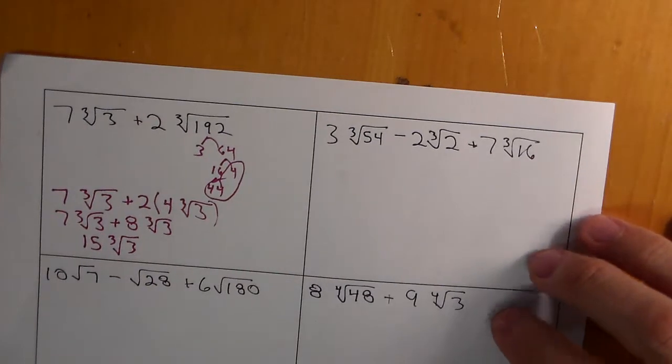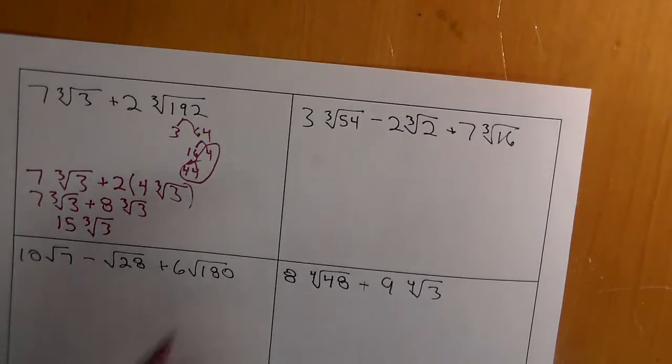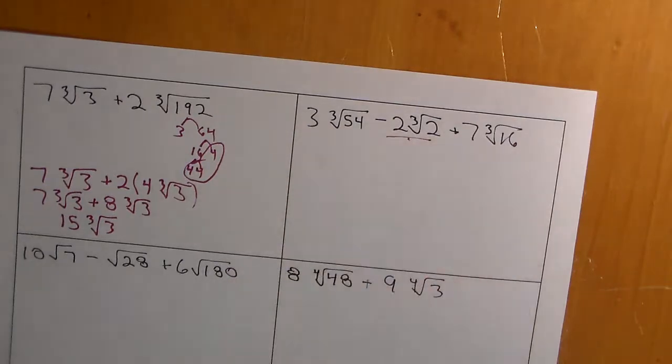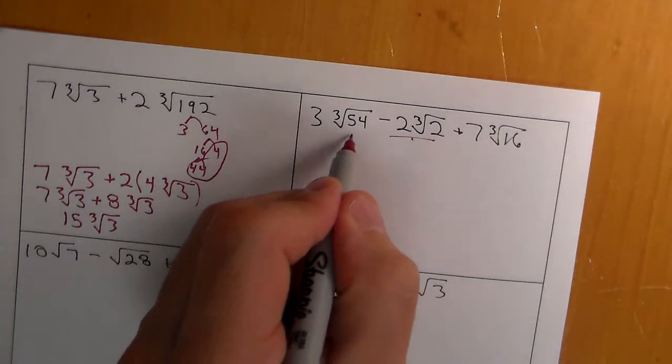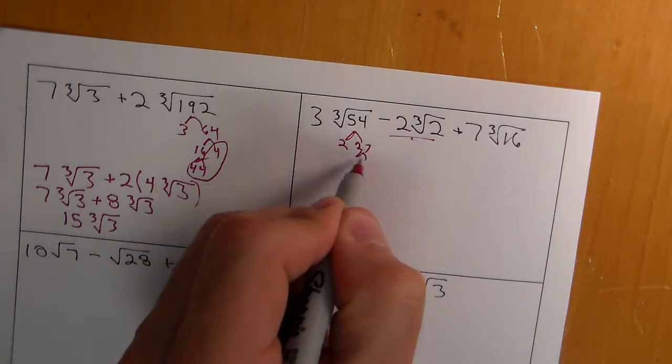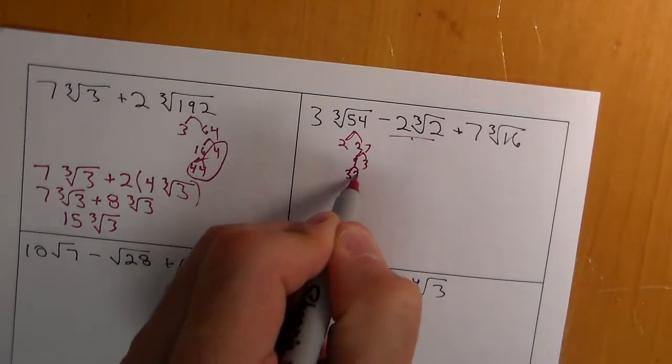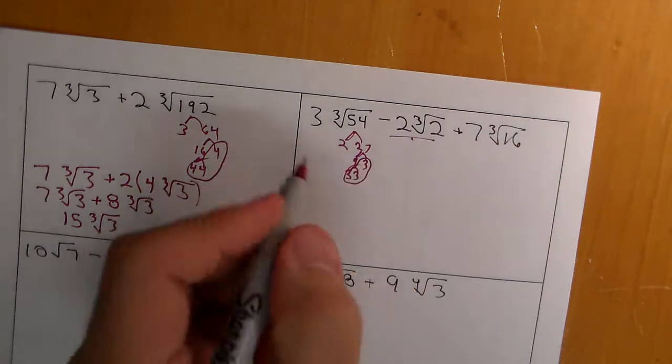Don't change that radical. Go to the next one. This looks pretty good. I'm going to leave that one as it is and see if I can get the other ones to match. So 54 is 2 and 27. 27 gives us 3 3's. So those come out.